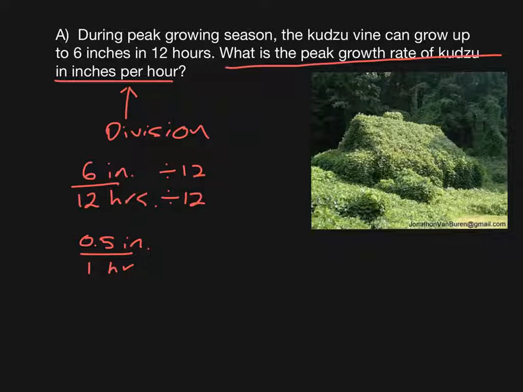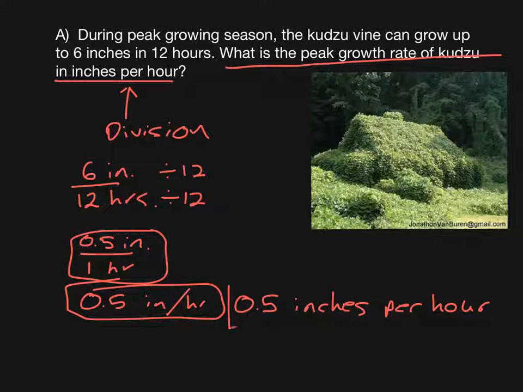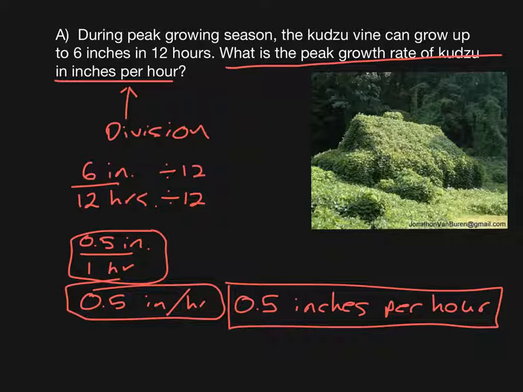Now we could write this a couple different ways. We could write it like that. We could also write it as 0.5 inches over hours. And we could also write it as 0.5 inches per hour. So that's the rate that the vine grows. Okay? Any one of these three is a good way to write it.